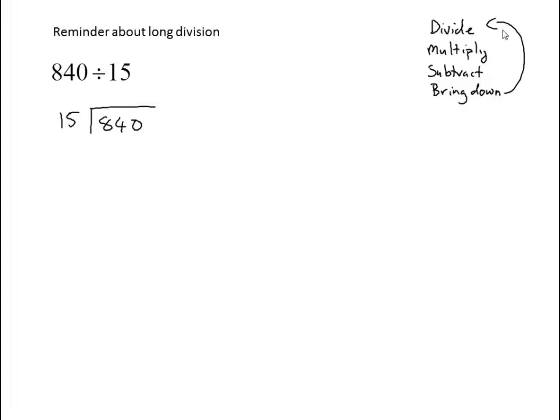So the question is, how many 15s go into 840? I don't know exactly, but I really want to know how many 15s. So my how many question is how many 15s go into 84? And the answer is 5. So 5 goes on my top line. Then my multiplier is, well, what is 5 times 15? That's 75. So I've done my multiply, now I subtract.